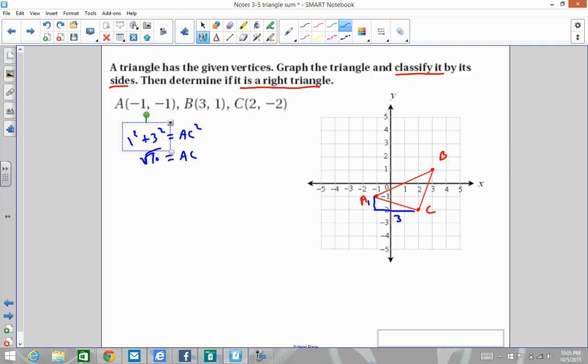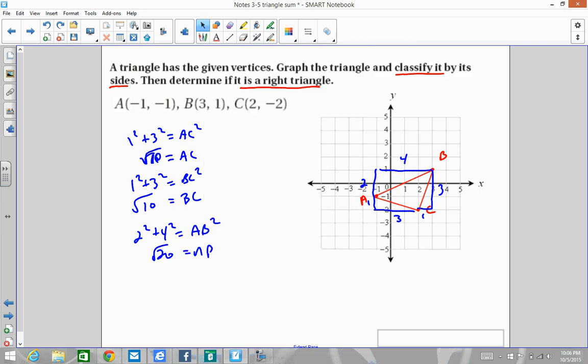Then we got to go here. Got 1 squared, 1, 2, 3. So I got another 1 squared plus 3 squared equals BC squared. So BC is equal to the square root of 10. Then I got another one here. That's a 2 and a 1, 2, 3, 4. So I got 2 squared plus 4 squared equals AB squared. So that's the square root of 20 equals AB, which is 2 square root of 5. Remember, all radicals should be simplified.